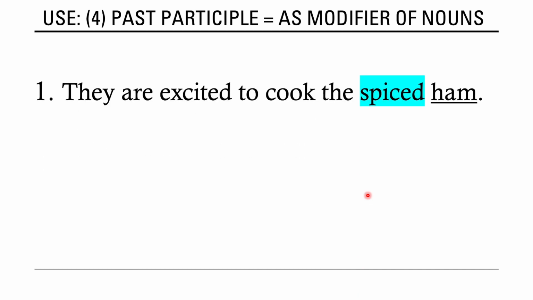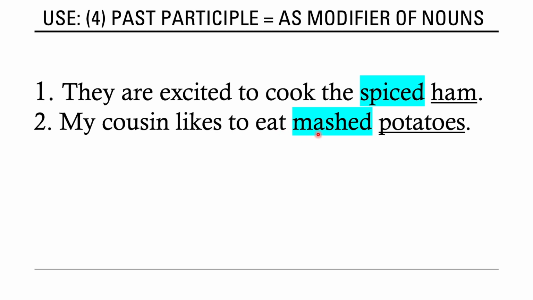How about the uses of past participle as modifier of nouns? Yes, the past participle form of verbs is also used as a modifier of nouns. For example, they are excited to cook the spiced ham. Spiced is what? The past participle of the verb spice, modifying ham. Another, my cousin likes to eat mashed potatoes. What kind of potatoes? Mashed potatoes, the past participle of the regular verb mash.